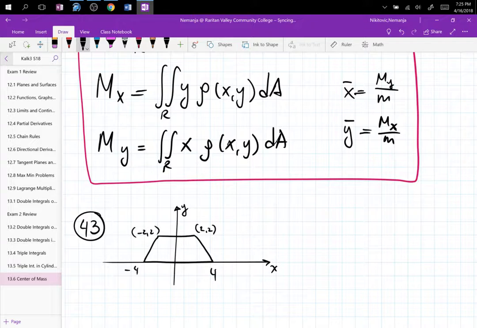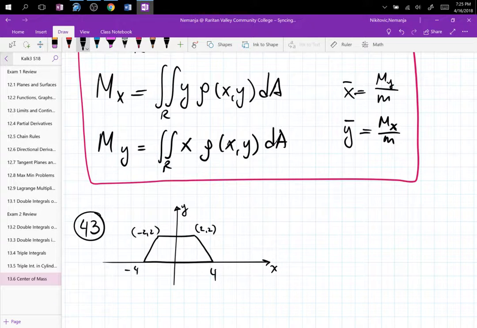Let's quickly agree, and I said quickly agree, that the only thing we have to worry about is the y bar. This object is symmetric about the y-axis, which means that the x bar, from the symmetry, is at 0, because there is the same amount on both sides. This is a uniform piece, right?